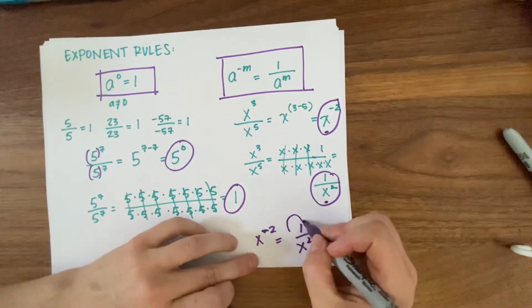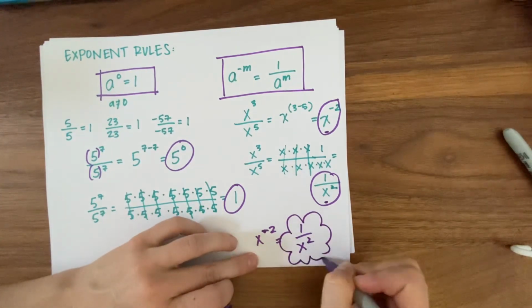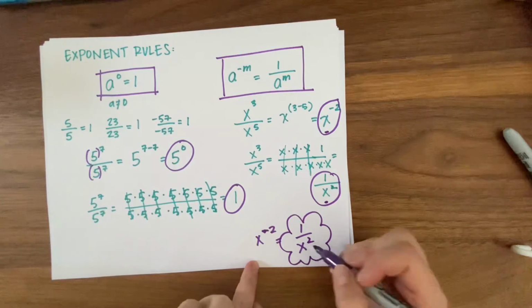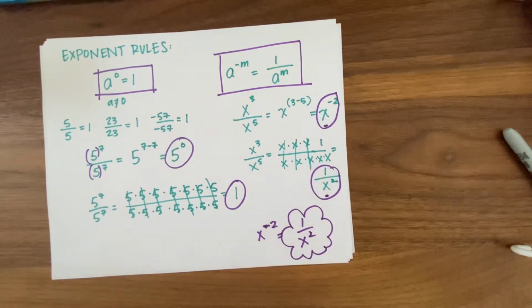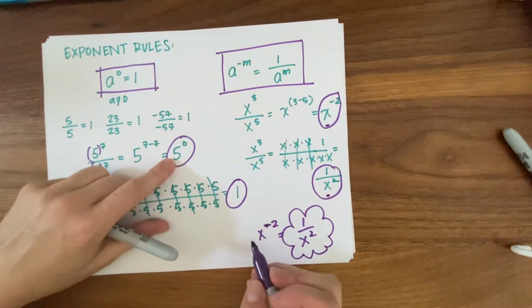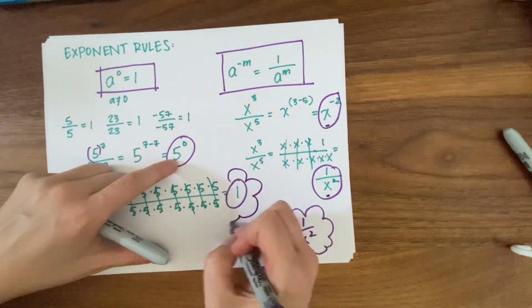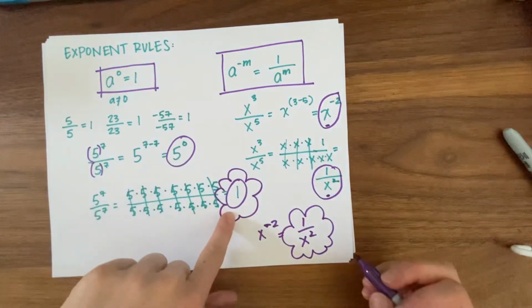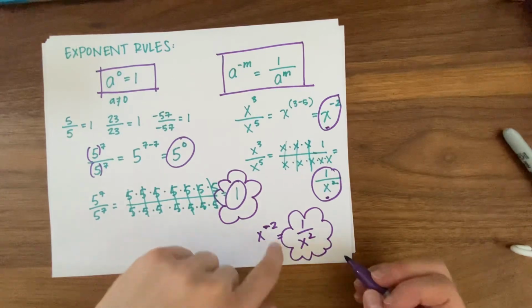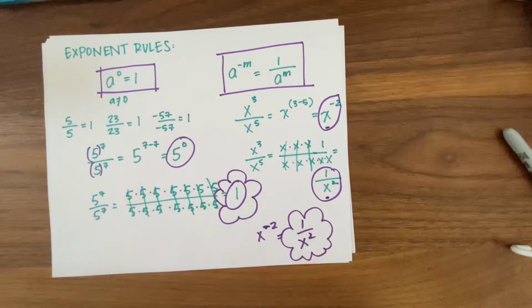Now, this is our preferred way of expressing it. We always express using positive exponents. So if we get the chance, if we get 5 to the 0 power, we'll express that as 1. If we get a negative exponent, we'll express that as 1 over x to the positive exponent.